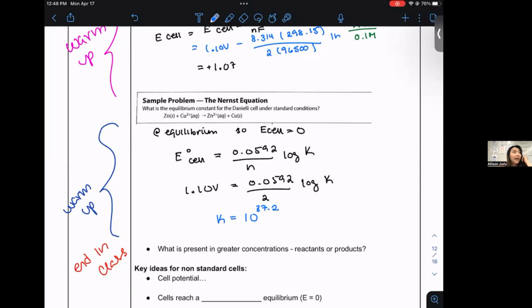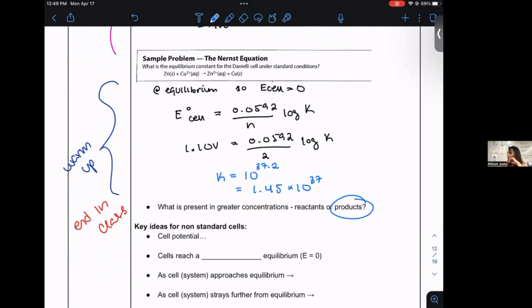Okay. And then you'll get that K is equal to 1.45 times 10 to the 37, which shows you that at equilibrium, the forward direction, the transfer of electrons to produce zinc 2 plus aqueous and copper solid, is highly favorable. That's a huge number. So what we would say is the products are in much greater concentration based on that K value, because remember, K is the ratio between products and reactants.